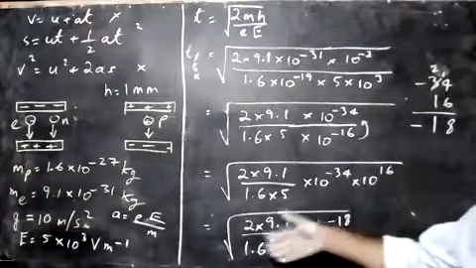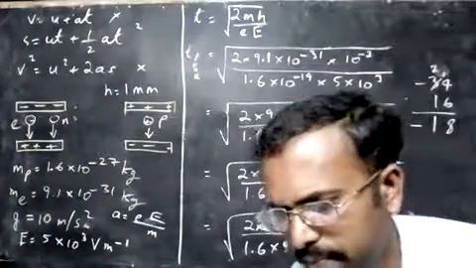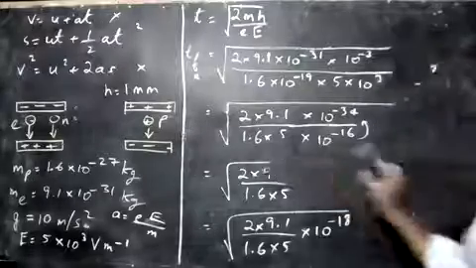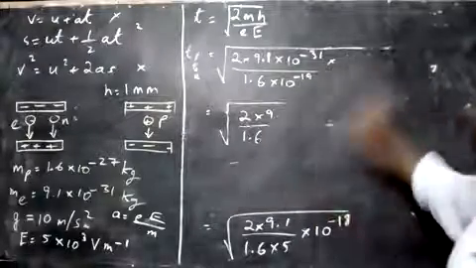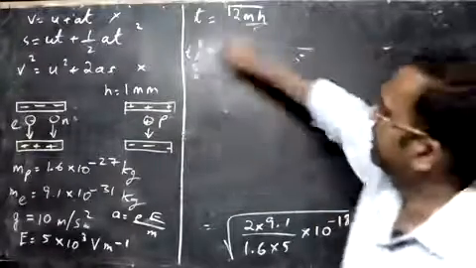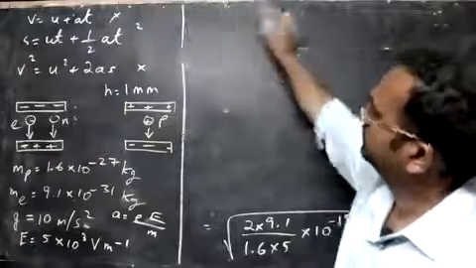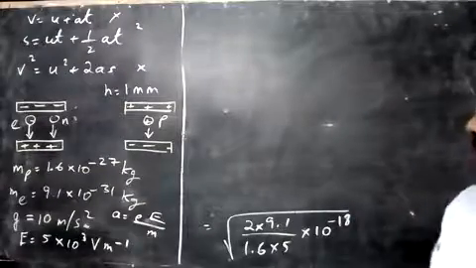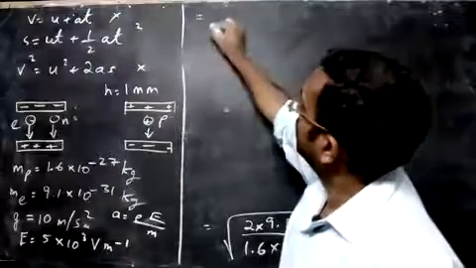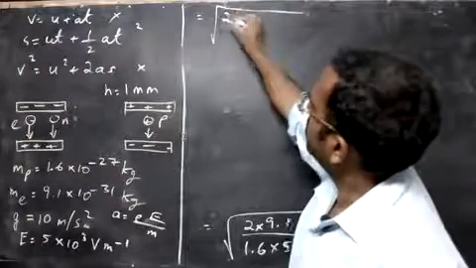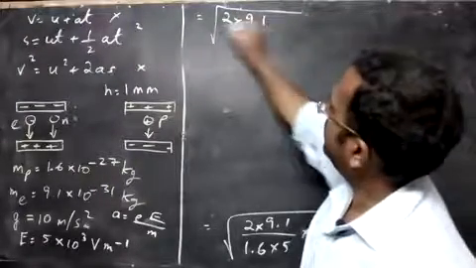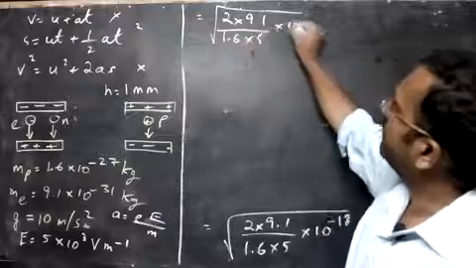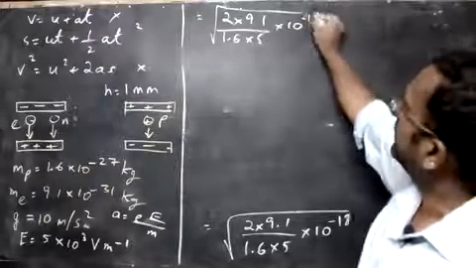Let me write this step. The same step I'll write on top. It will be equal to root of 2 into 9.1 divided by 1.6 into 5 into 10 power minus 18.